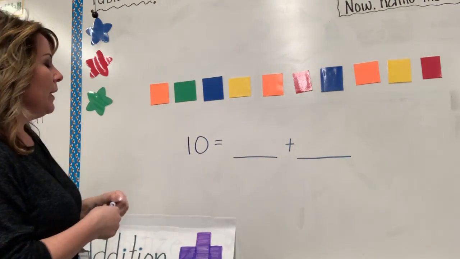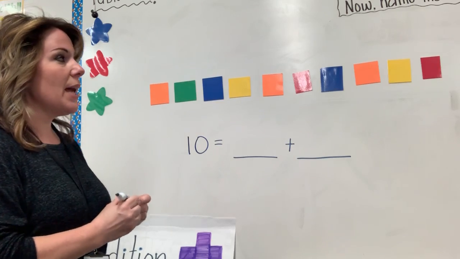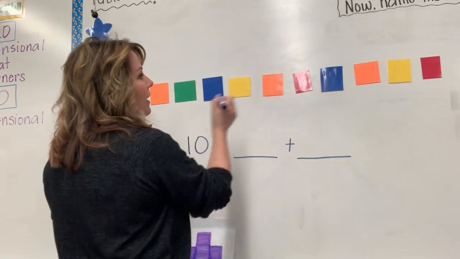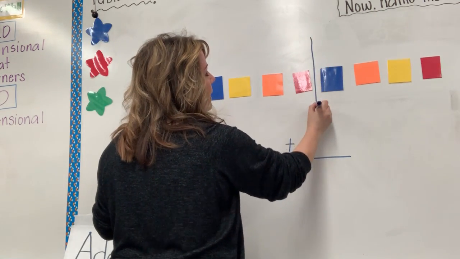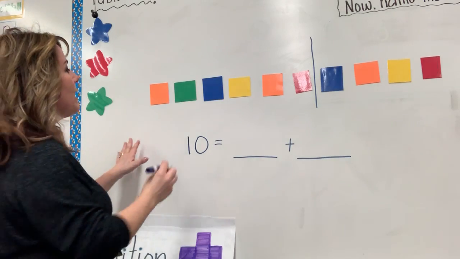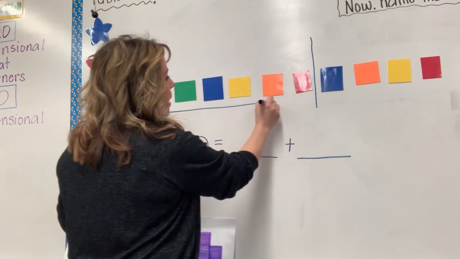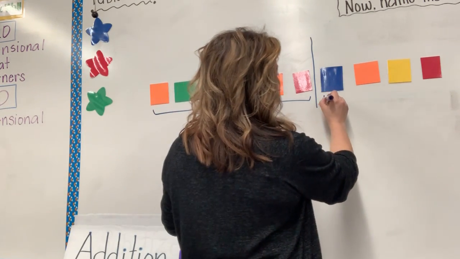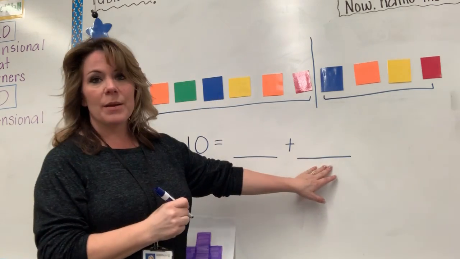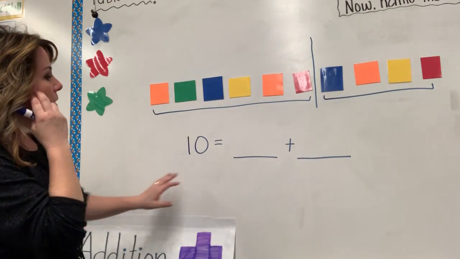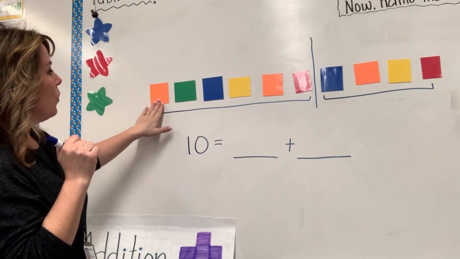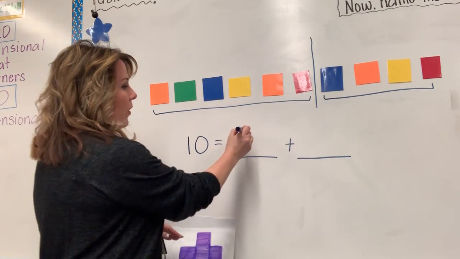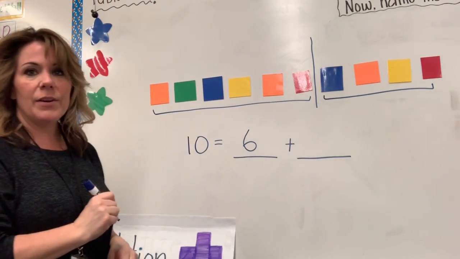Good. Now what I have to do is draw a line. And remember, I can draw a line anywhere that I want to. And so for now, I'm gonna draw a line here, okay? What that tells me is that however many objects I have here is gonna be my first number, and my next group of objects will be my next number, okay? So count with me. For my first number, for my first partner, I have 1, 2, 3, 4, 5, 6. So I write 6 here.